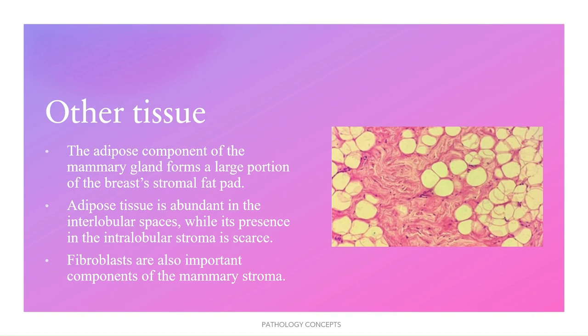Other tissues in the breast are adipose tissue and fibroblasts. The adipose component of the mammary gland forms a large portion of the breast's stromal fat pad. Adipose tissue is abundant in interlobular spaces, while its presence in the intralobular stroma is scarce. Fibroblasts are also an important component of the mammary stroma.